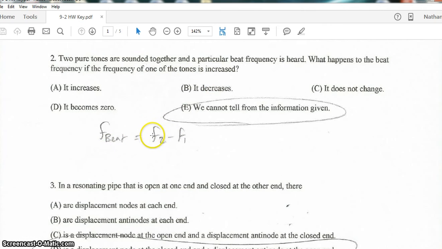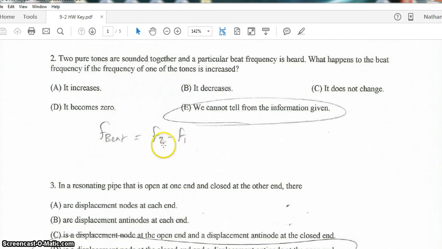If the higher frequency were to increase, then the difference would become even bigger. If this were 100 and this were 90, and the 100 were to increase, then that difference would become more and more than 10. However, if the higher frequency was not the one to increase, if instead the lower frequency increased, then the difference would actually get smaller. So if the smaller frequency increased, the difference between the two would actually narrow.